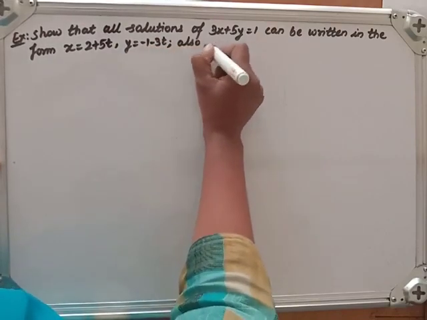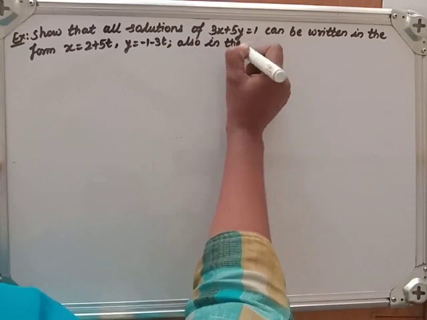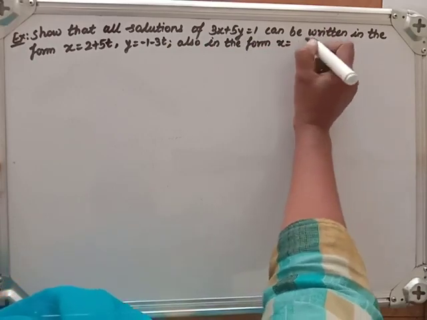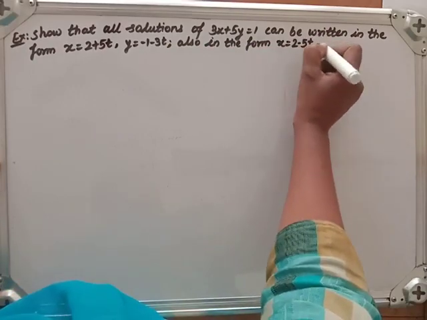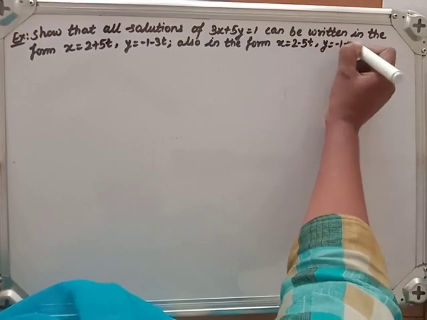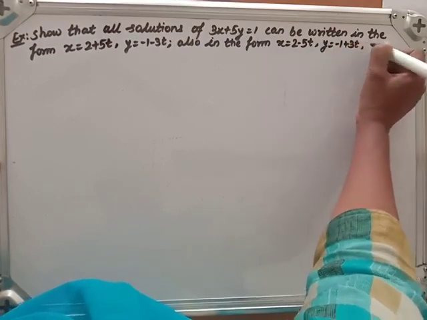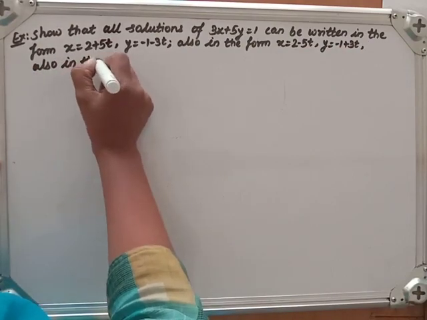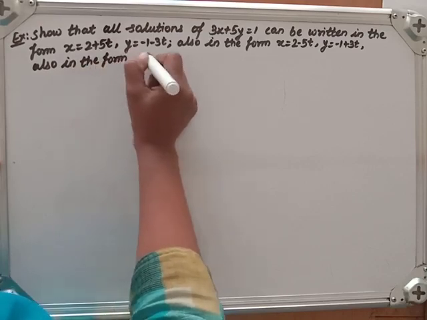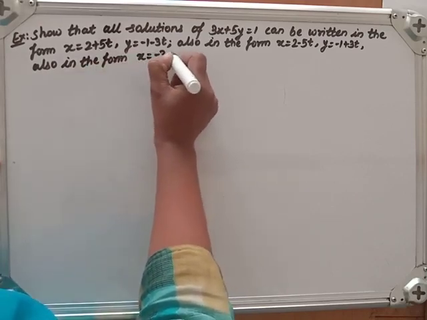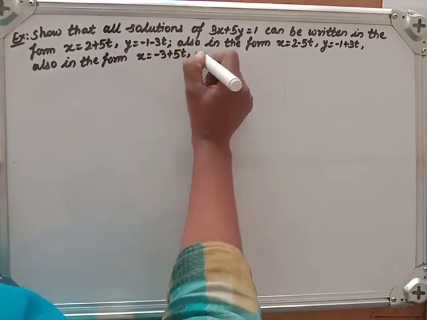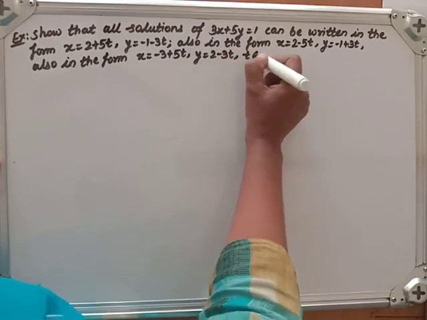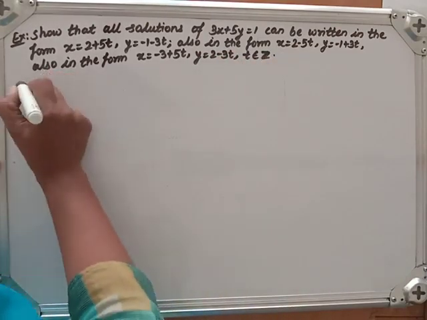Also in the form x equal to 2 minus 5t, y equal to minus 1 plus 3t. Also in the form x equal to minus 3 plus 5t, y equal to 2 minus 3t. t belongs to set of integer. Solution.